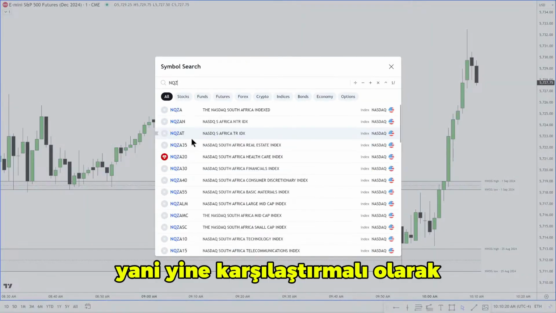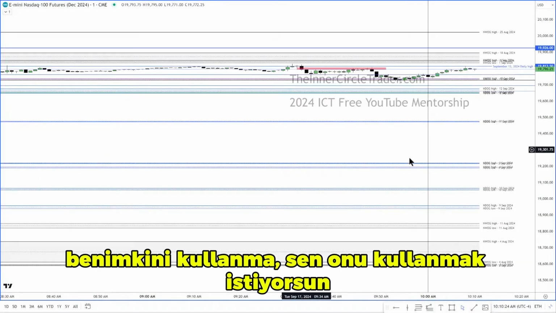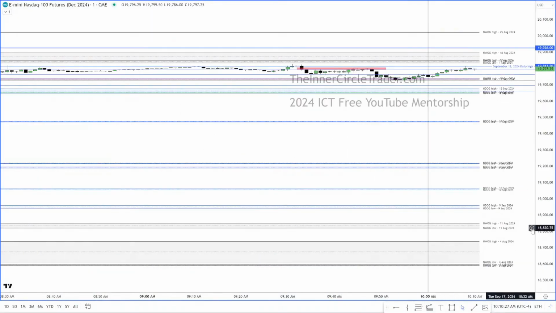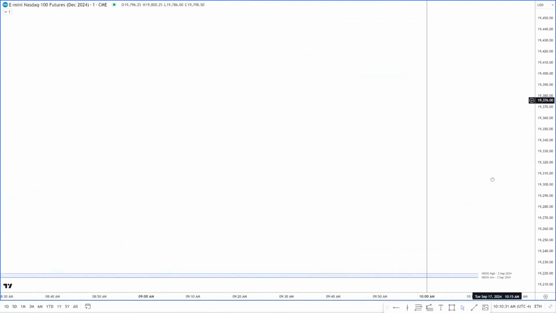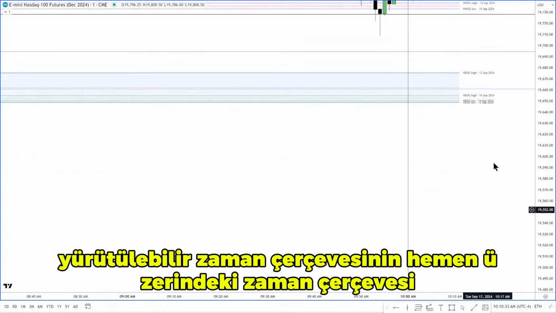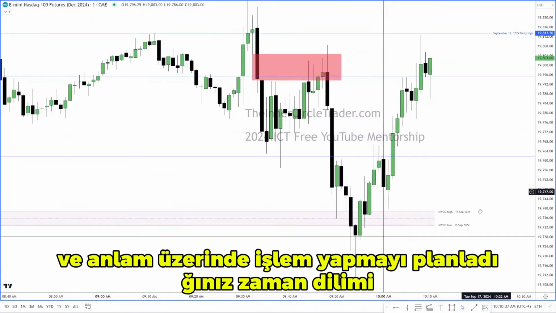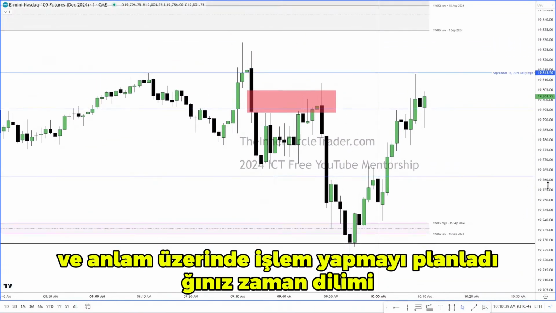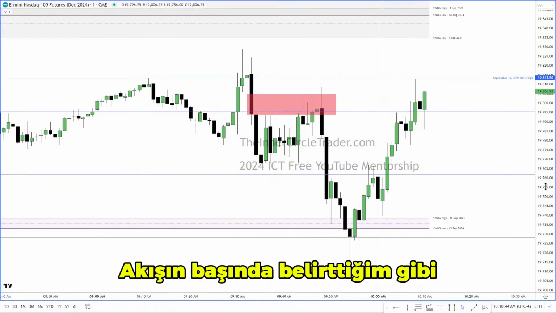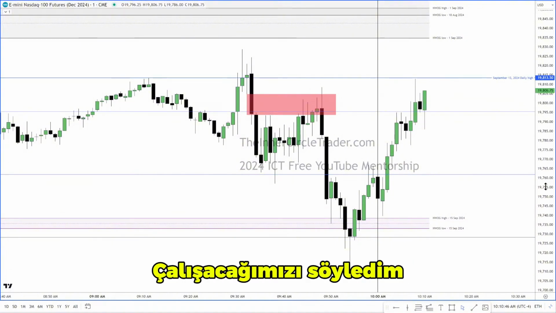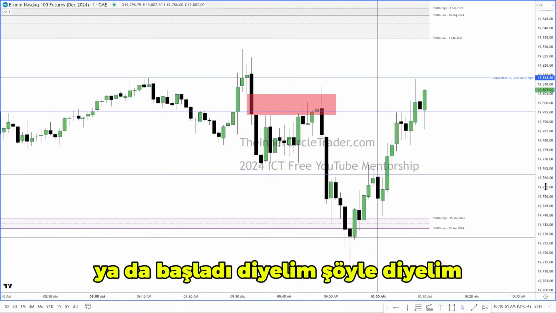So by comparison, again, you want to do this in your own charts, by the way. Don't use mine. You want to use the time frame right above the executable time frame and the time frame that you intend to trade on. Meaning, as I mentioned at the beginning of the stream, I said that we're going to be working with a move that's already happened or started. Let's put it that way.